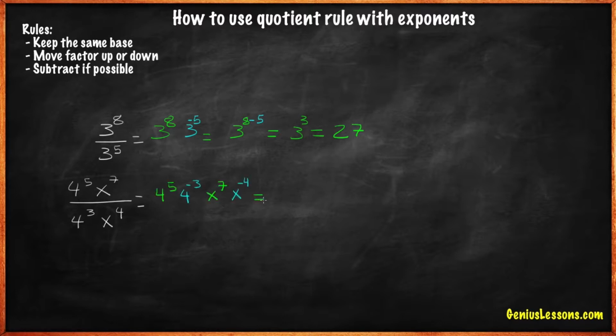negative. Now we have 4 to the 5th power times 4 to the negative 3rd power times x to the 7th power times x to the negative 4th power.